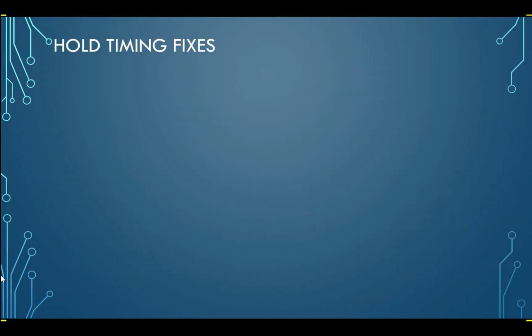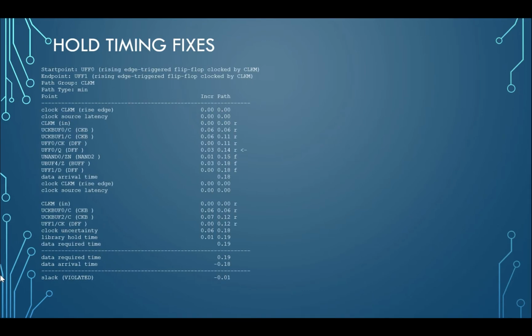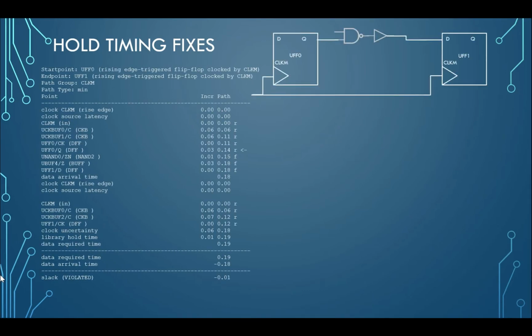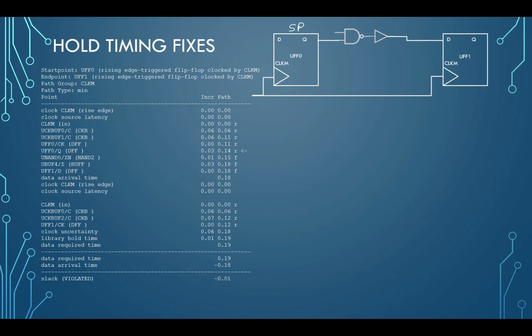So this is a hold timing report for reference, and we will also take a schematic for ease of explanation. In this timing path, this is our start point and this is our end point. UFF0/CLKM is the clock pin, and CLKM is actually the clock name. Let's say this is coming from some clock source and it is reaching the end point and start point. In this timing path, hold is calculated from launch to capture like this.